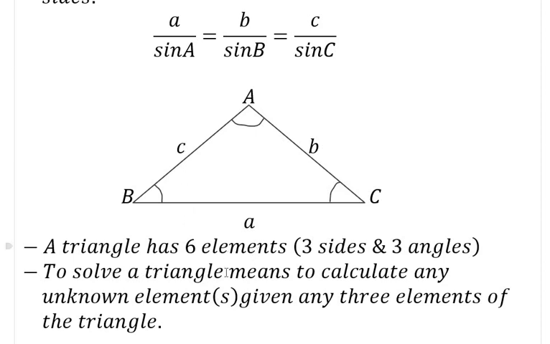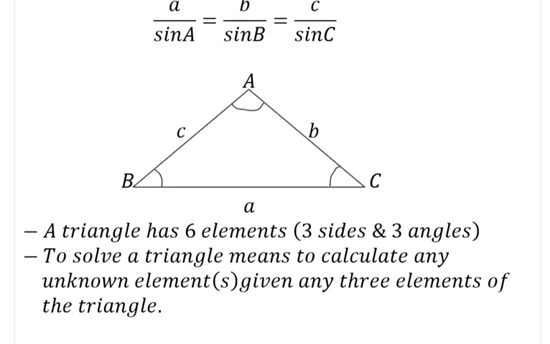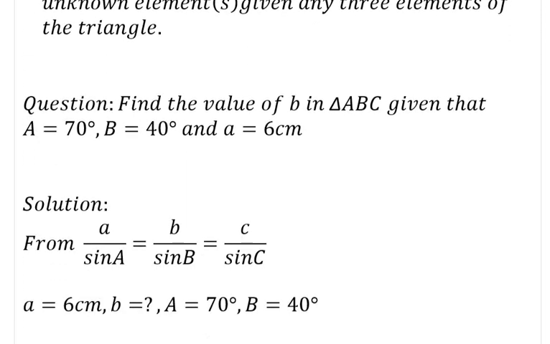Now, to solve a triangle means to calculate any unknown elements given any 3 elements of the triangle. If you are using the sine rule, it does not mean you are going to use all these 3 together. It's either you use your a and b, or you use your b and c, or you use your c and a. You are going to make use of any two from these elements here. But just know that the sine rule is a over sine A equals b over sine B equals c over sine C, any of. So, having gotten that, you can always pause and rewind.